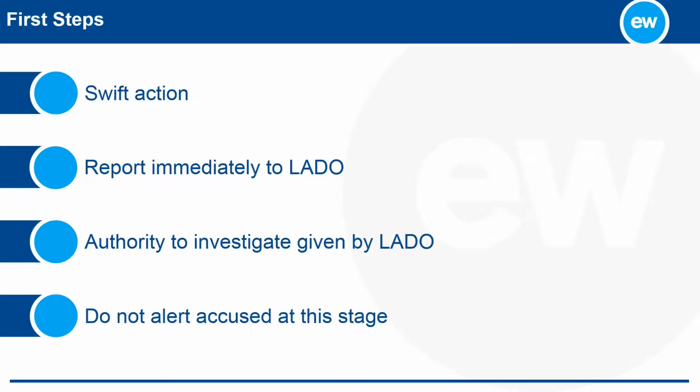First steps. When faced with a safeguarding allegation, what are the first steps to be taken? Swift action is required. Don't delay. Report the allegation to the local authority designated officer, LADO, immediately. Do not investigate the allegation at all until LADO has given you authority to do so. At this stage, do not alert the accused.